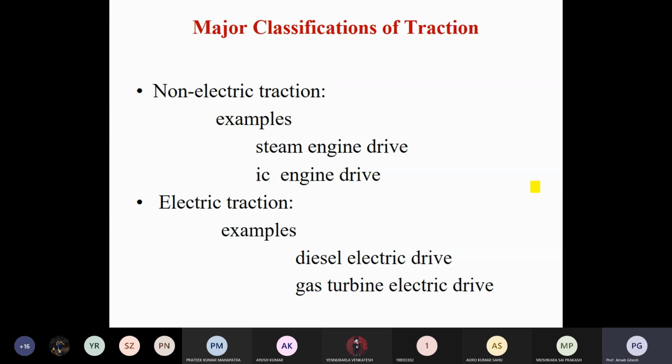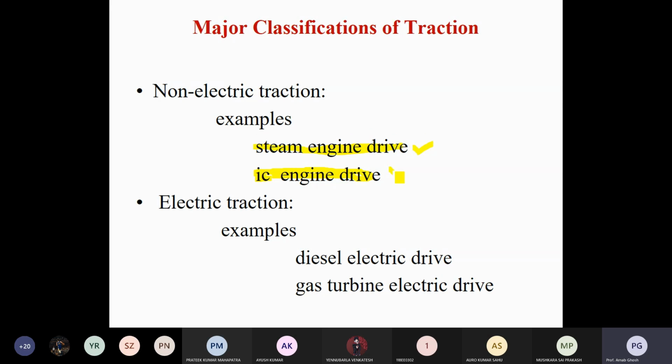Two basic examples are steam engine drives, which we used in the initial days of the railway system, and IC engine drives. These two are very old concepts. In a steam engine, water steam gives the ultimate thrust for the movement of the motor coach, actually the railway locomotive.